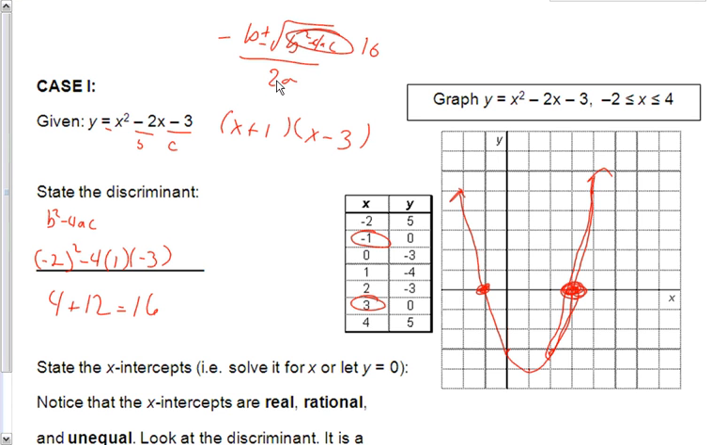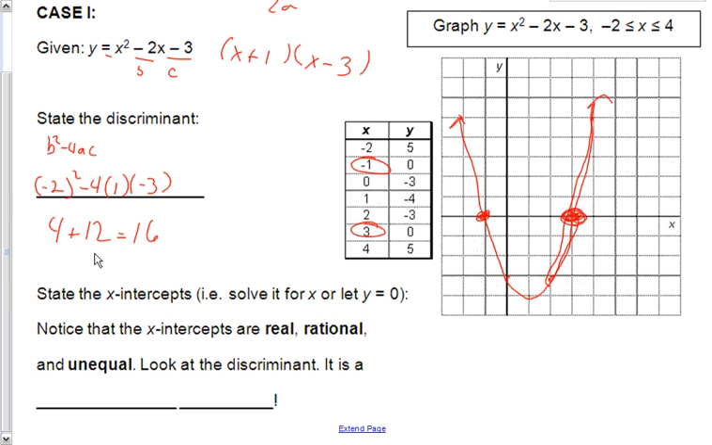This will be a rational number, and these will all be rational, so it's a rational over rational. It's still going to give you rational. And there's 2 of them. That's why we say they're unequal, because the plus and the minus still exist. It hits the axis twice in 2 nice rational places. That's because the discriminant is a perfect square.